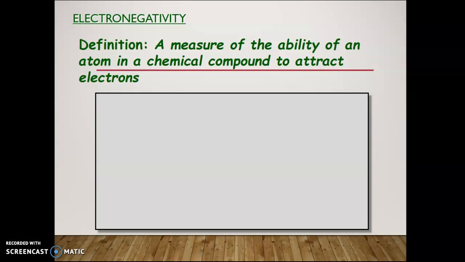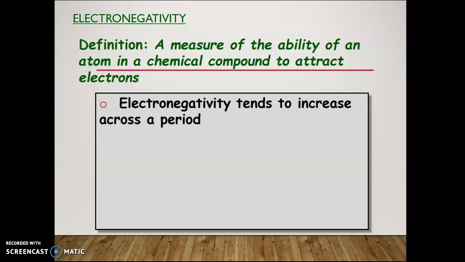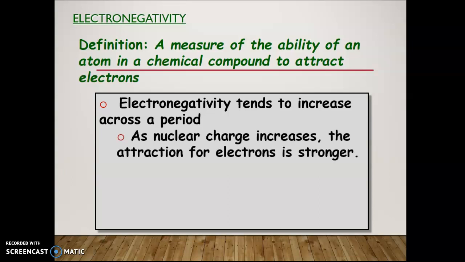Our last definition is electronegativity, and it's the measure of an ability to attract electrons. So how greedy are you for electrons? It increases across a period. Okay, so we know that as we move from left to right, we're trying to fill our valence shell. And that attraction for electrons is stronger as we get closer to a full shell towards the right-hand side of our periodic table.